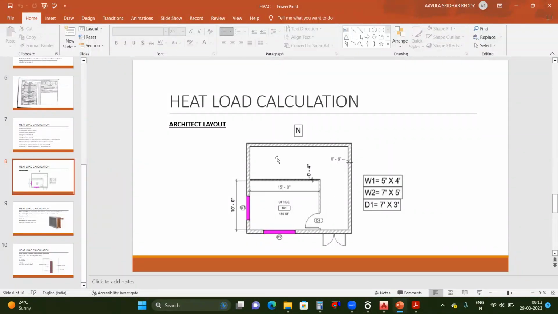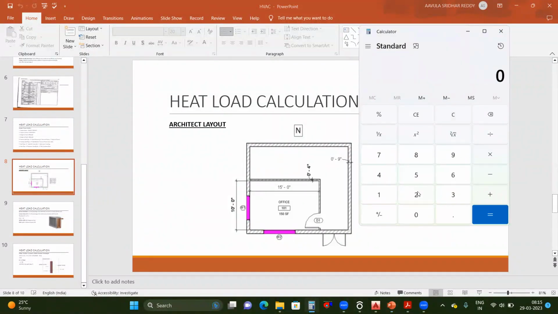Otherwise that is not required. So let us assume that this is not an air conditioned area, so we need to take this partition also. What is the length of this partition? From here to here, that is 15 feet. From here to here, that is 10 feet. So 15 plus 10, that is 25 feet. That is the running feet. We need to multiply with the height of the wall. So 25 multiplied by 9 feet, our false ceiling height, you get 225.